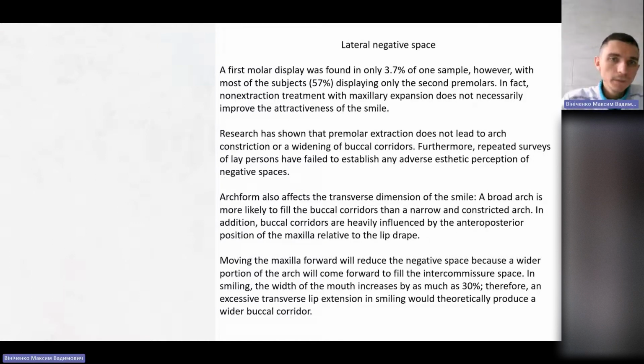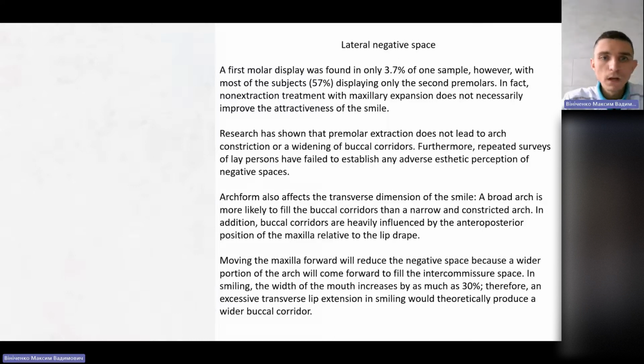A first molar display was found in only 3.7% of one sample. However, with most of the subjects displaying only the second premolars, in fact, non-extraction treatment of maxillary expansion does not necessarily improve the attractiveness of the smile. Research has shown that premolar extraction does not lead to arch constriction or a widening of buccal corridors. Furthermore, repeated surveys of lay persons have failed to establish an adverse aesthetic perception of negative spaces.